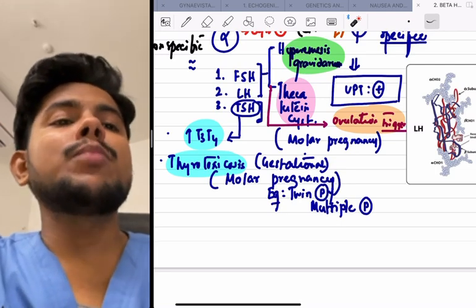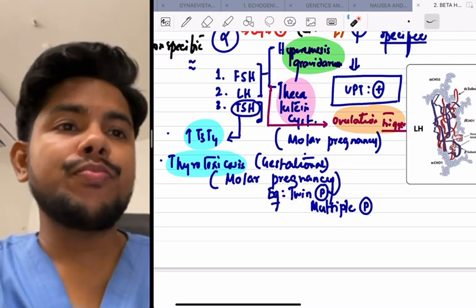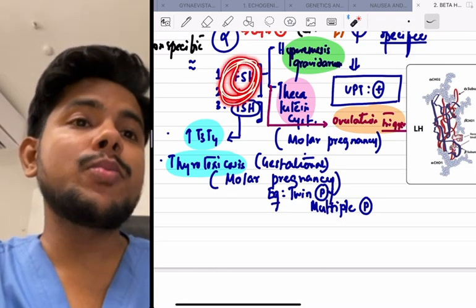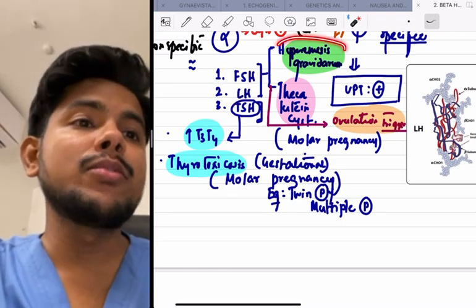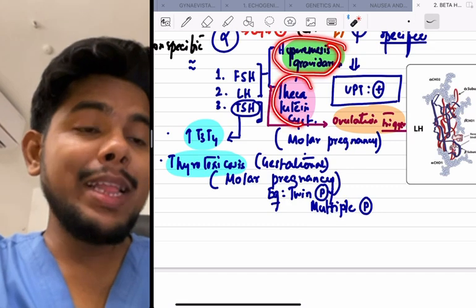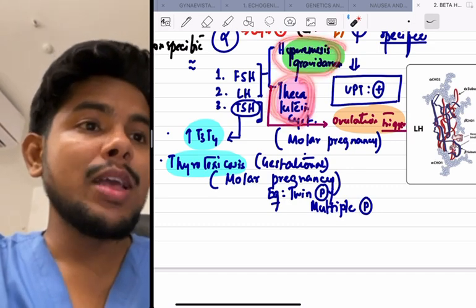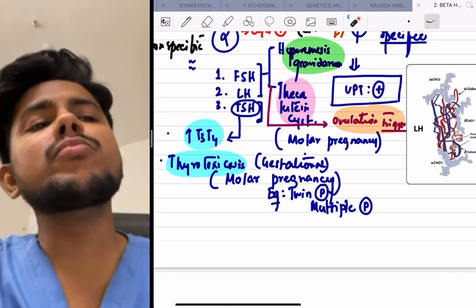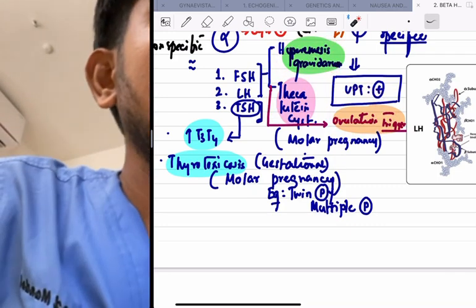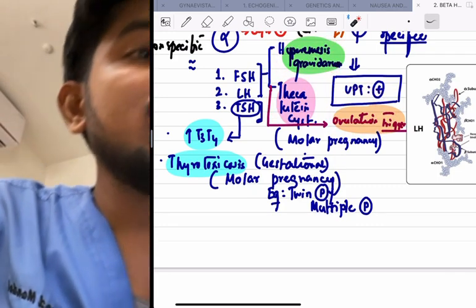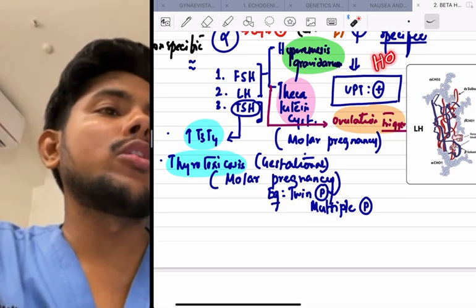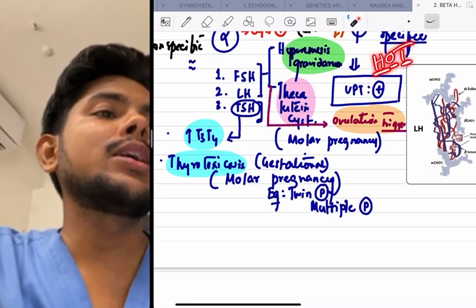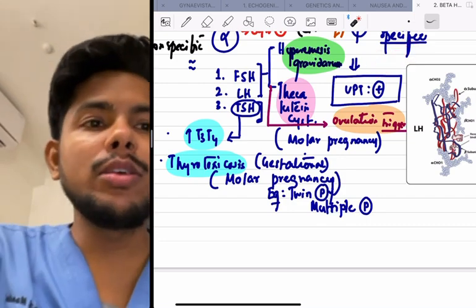So we have got 3 clinical implications because it has got similarity with gonadotropins as far as the alpha subunit is concerned: hyperemesis gravidarum, bilateral theca lutein cyst, and ovulation trigger. And the mnemonic here is HOT. Hyperemesis gravidarum, ovulation trigger, and theca lutein cyst. Am I clear with this?